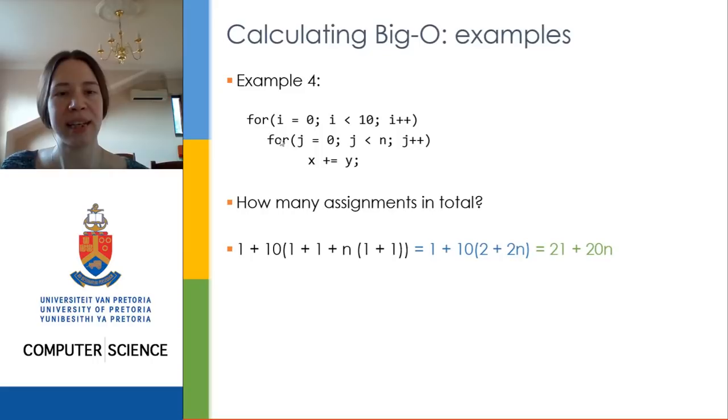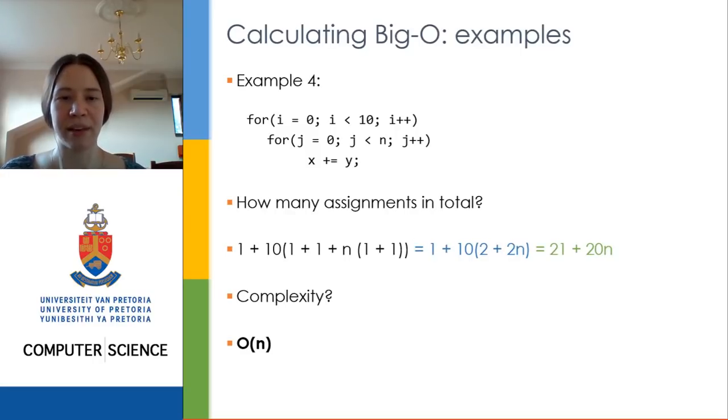So even though my second for loop depends on some unknown variable n that can potentially become very, very large and thus really slow down my algorithm, I know that the outer loop will always execute exactly 10 times. So my outer loop doesn't add n to the equation. Instead, it adds a constant. If you open all the brackets, your formula is going to be 21 plus 20n. And if you look at this formula, you will see that the quadratic term is actually not present.